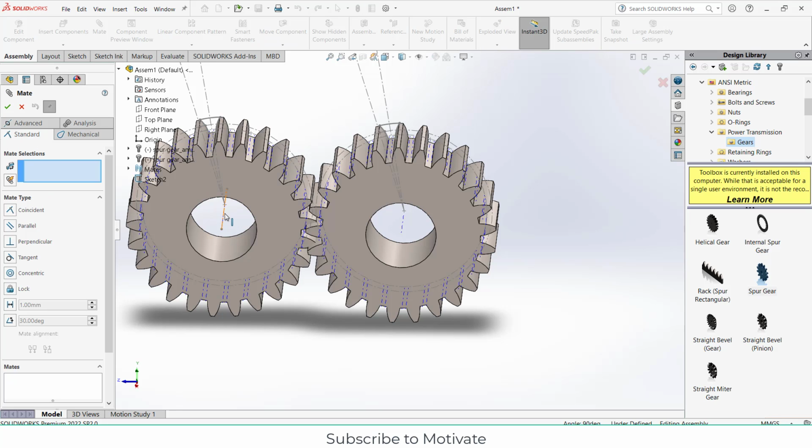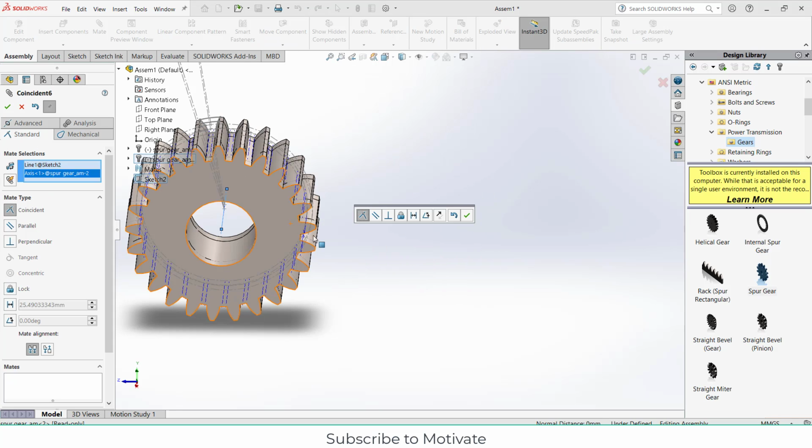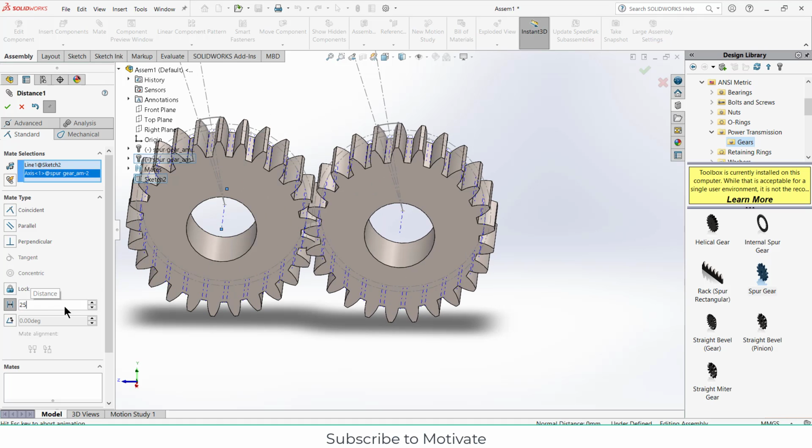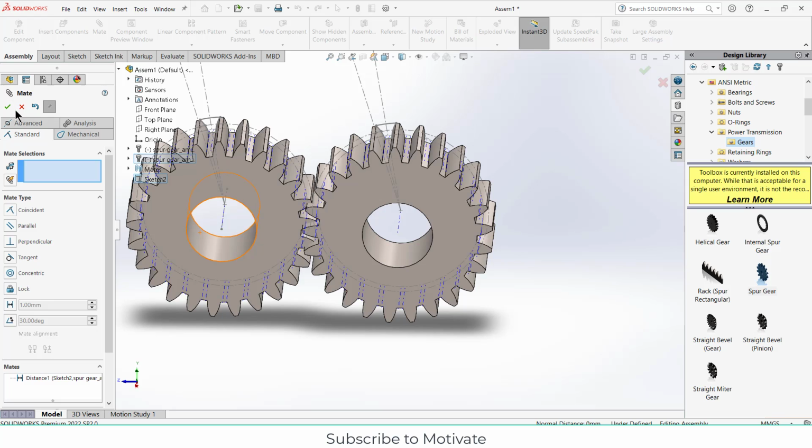I need to define a distance here as well. Click OK.